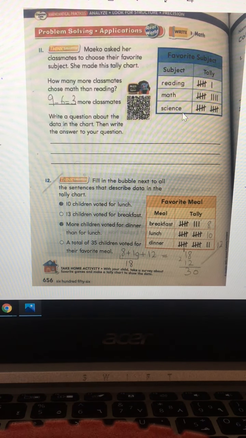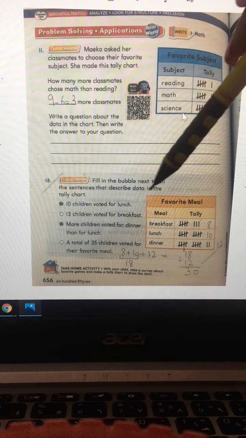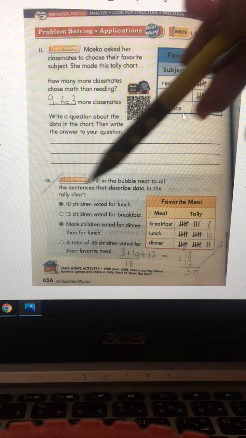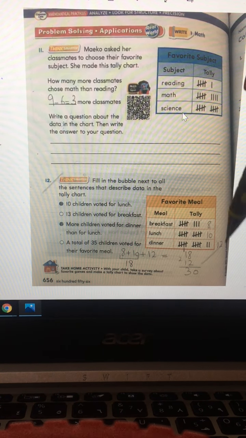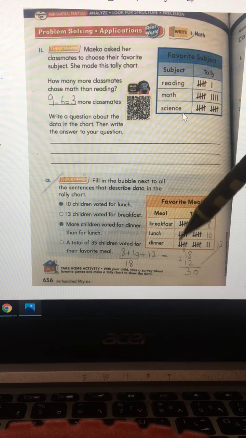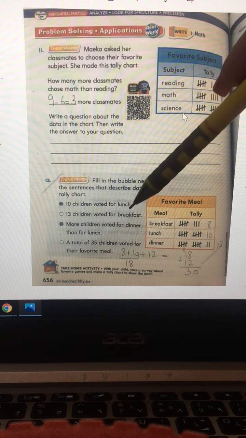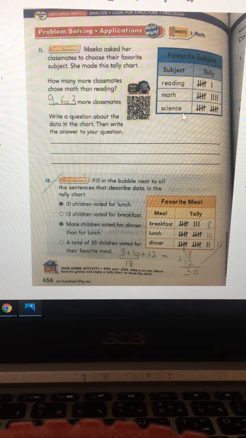Okay, now let's move on to the last question in our session today, which is to fill in the bubble next to all the sentences that describe data in the tally chart. Here is another tally chart, another survey about the favorite meal. Here are the meals and here are the tally marks. Let's read each of these sentences and decide together which one of them is true and which is false.